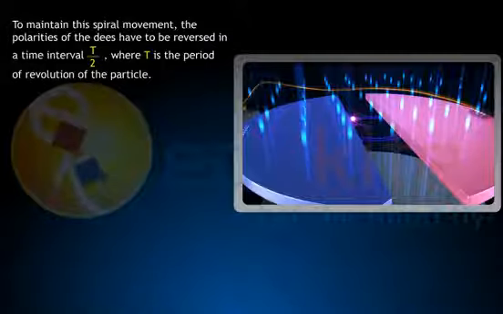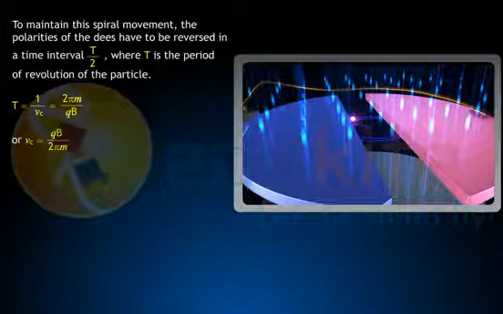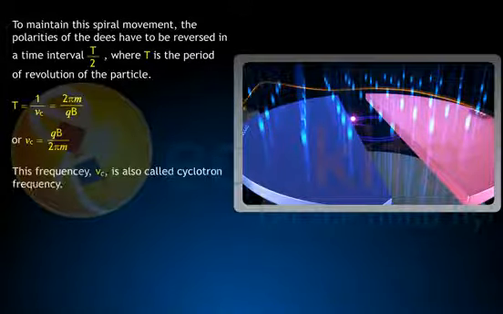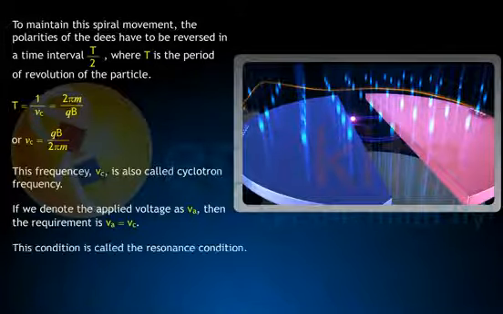To maintain this spiral movement, the polarities of the Ds have to be reversed in a time interval T/2, where T is the period of revolution of the particle. T equals 1 by Vc, which equals 2 pi m divided by Q times B, or Vc equals Q times B divided by 2 pi m. This frequency Vc is also called cyclotron frequency. If we denote the applied voltage frequency as Va, then the requirement is Va equals Vc. This condition is called the resonance condition.